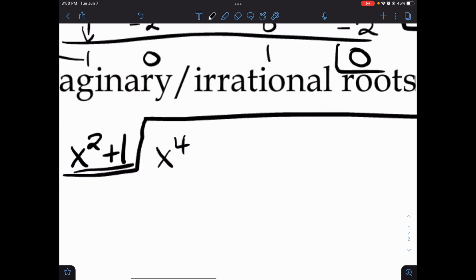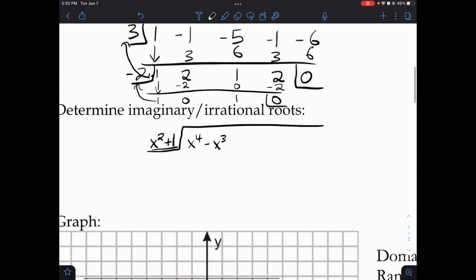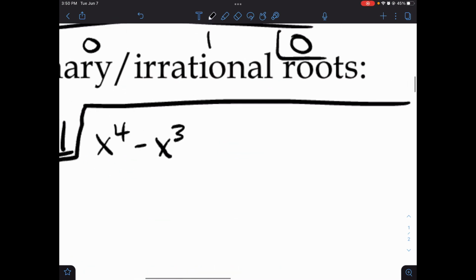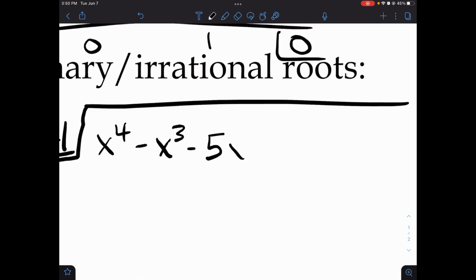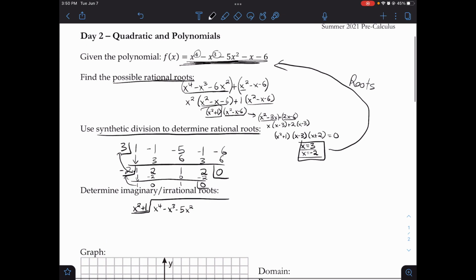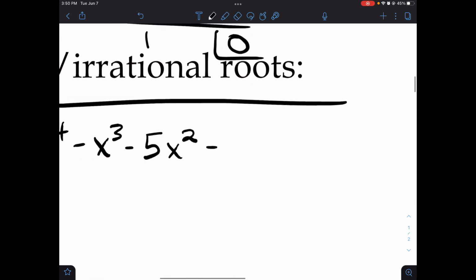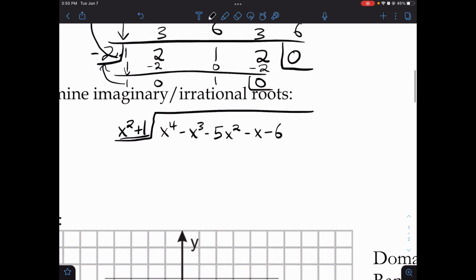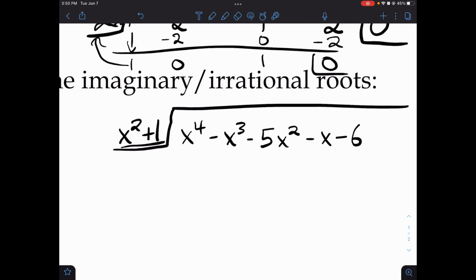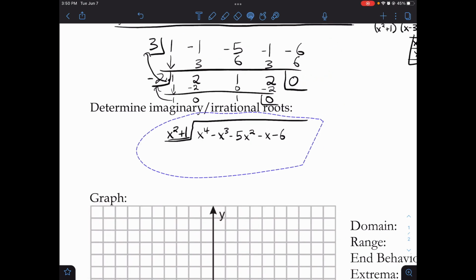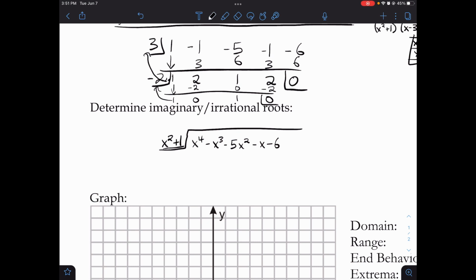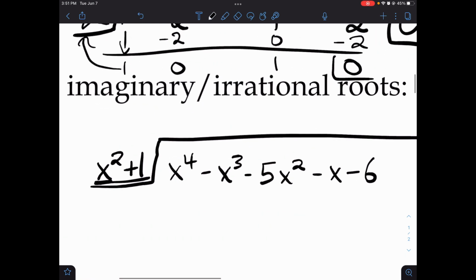X to the fourth minus x to the third minus 5x squared minus x minus 6. Now that we have that, we just divide. So we take this first term, and we figure out what multiplied by this will give us x to the fourth. So that will be x squared. So I put it right here above the x squared right here.